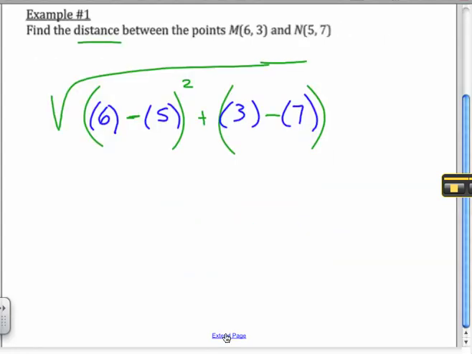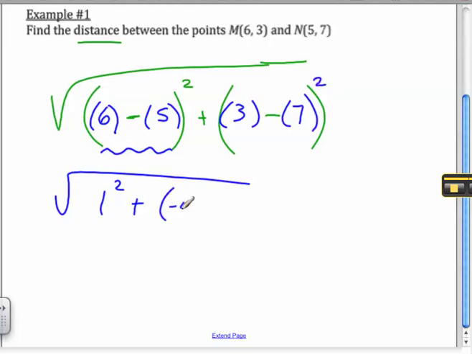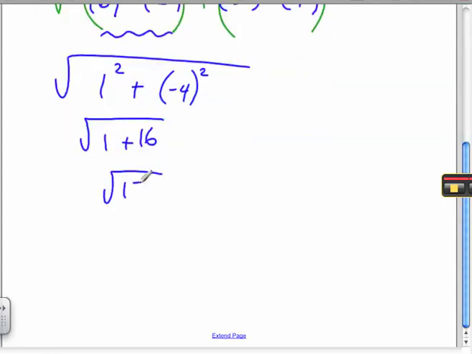So that means it's the square root of 1 squared. That's what this is. 6 minus 5 is 1. Plus, that's supposed to be squared, negative 4 squared. So the square root of 1 plus, what's negative 4 squared? What is negative 4 times negative 4, Ethan? Positive 16. So the distance between these 2 points is the square root of 17.